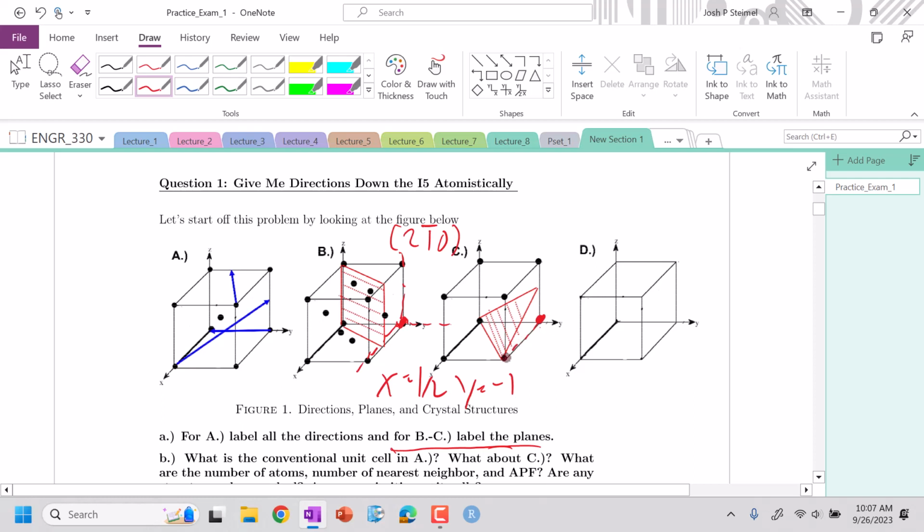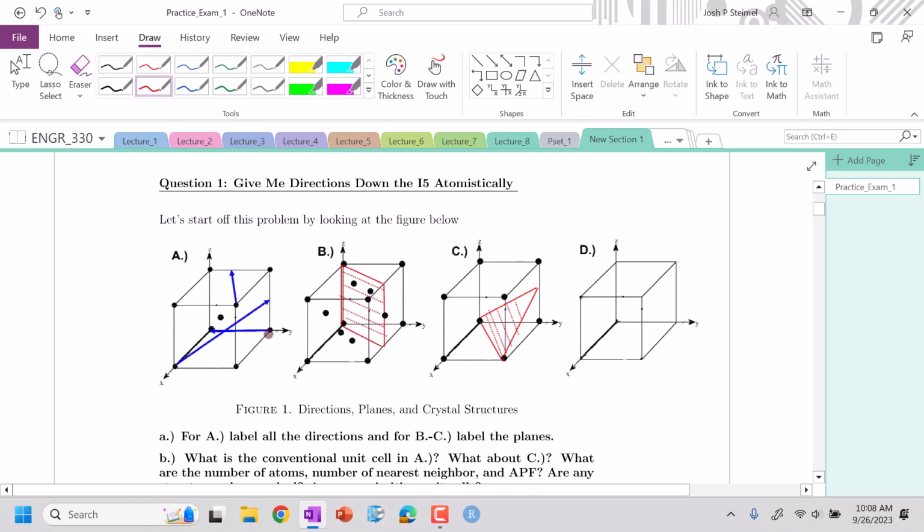I'll do the same thing for here. My x-intercept equals 1, my y-intercept equals -1, and my z-intercept equals 2. So I flip those, or actually, it's not 2, it's a half. And it'll be 1, -1, 2. There we go. Those are all of the planes. So remember, find the intercept, and then reciprocal for x, y, and z.